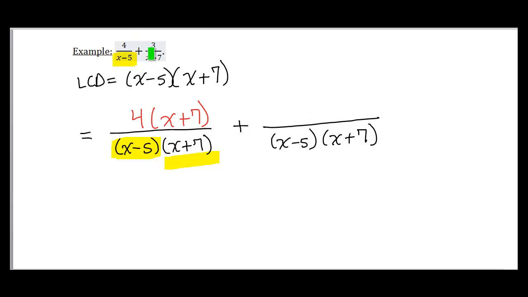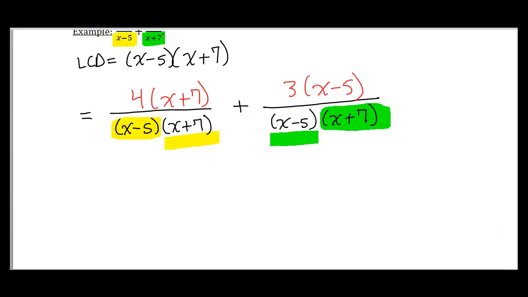Coming to the second rational expression, I have the x plus 7 in my denominator on my equivalent fraction, but I don't have the x minus 5 from the original. So if I multiply it here on the denominator, I have to multiply it up here in my numerator. So I'm going to have a 3 times an x minus 5.